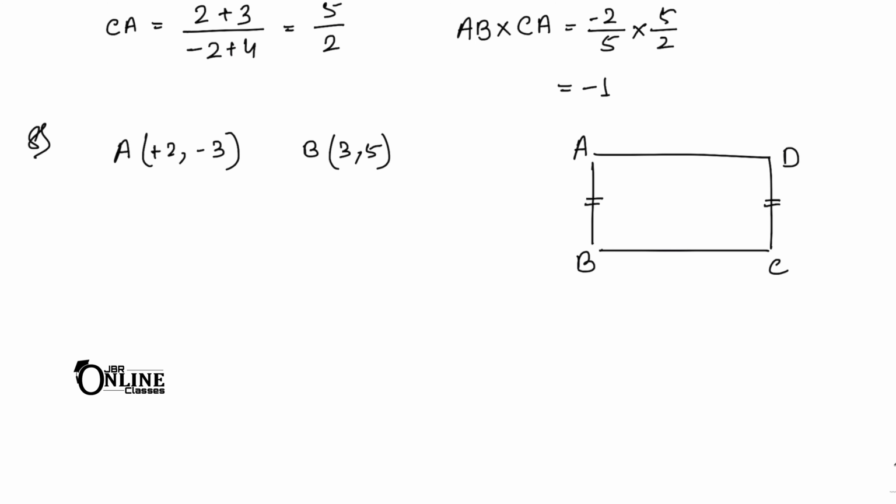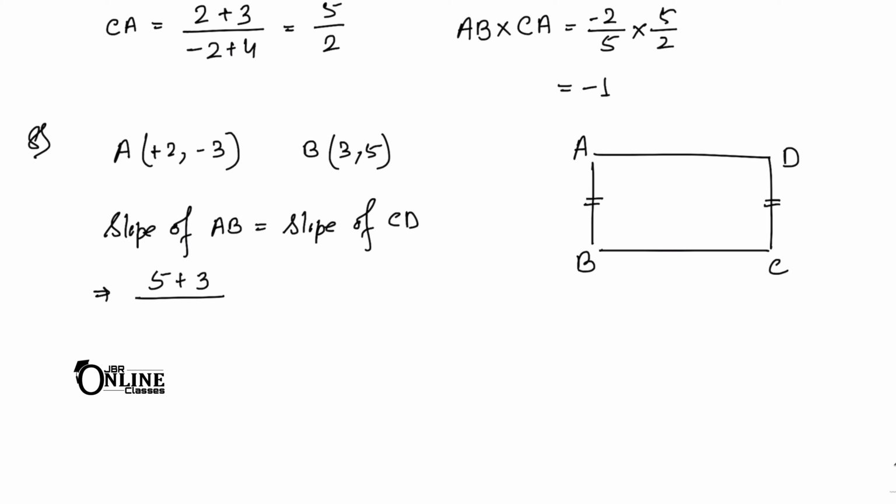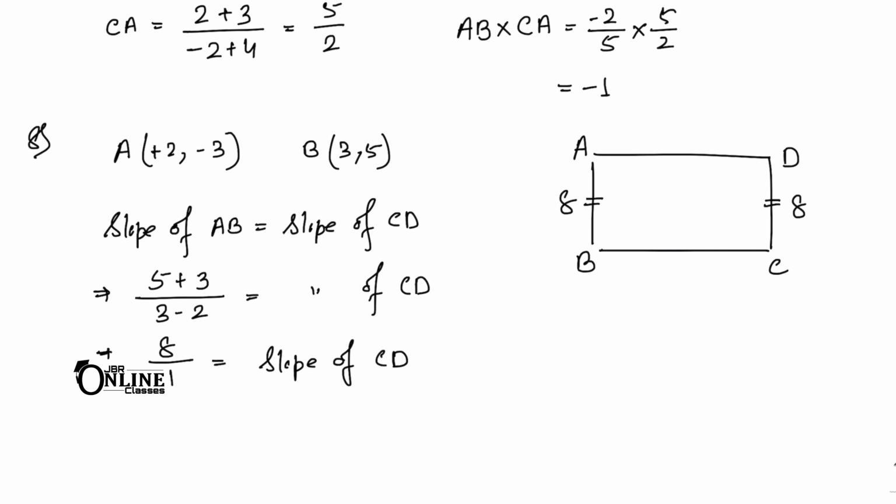That means definitely the slope of AB will be equal to the slope of CD. So first you have to find out the slope of AB, and that one is 5 plus 3, and here 3 minus 2. So here it's 8 by 1. That means 8. So the slope of CD equals 8. So that is question number 2, slope of CD equals 8.